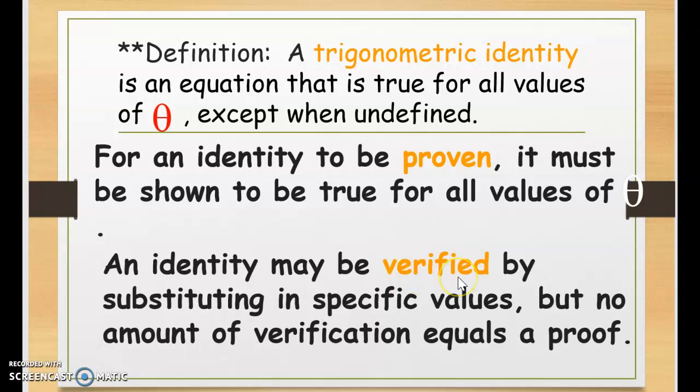So to verify, you can substitute in specific values, but to prove, you can't do that. Because in order to show that it's proven, you have to show it's true for all values of theta. That means you have to sit there and substitute in all theta that is within the domain of the function you're speaking of. And as we know, that's going to take a really long time, which is something that we don't want to do. Okay, now moving on.